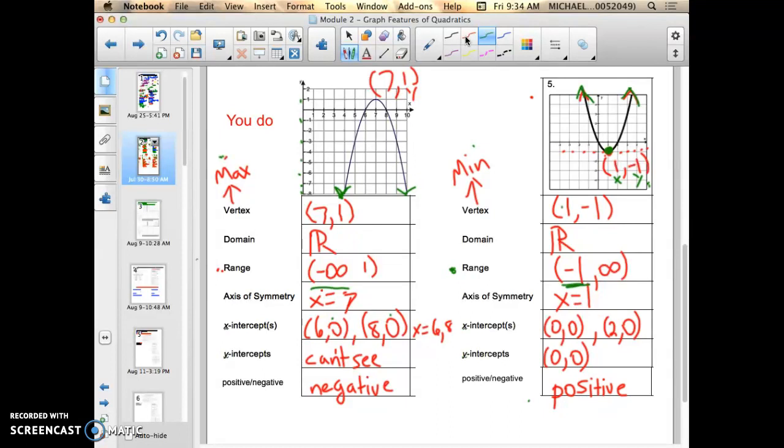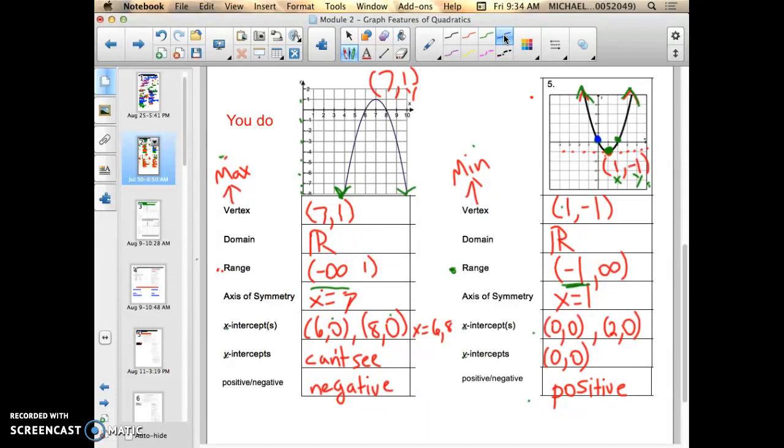Axis of symmetry goes hand in hand with the vertex. The x-intercepts are right here, (0, 0) and (2, 0). And again, this could be x equals 0 and x equals 2. And then finally, in this case, the y-intercept is the same as one of the x-intercepts. It crosses the y-axis right there as well.